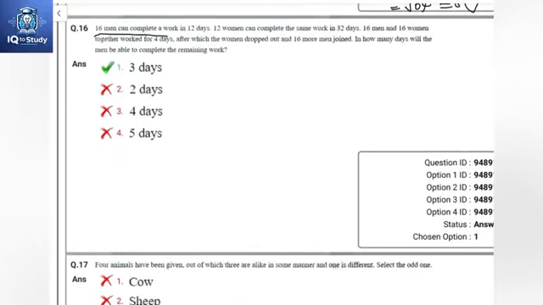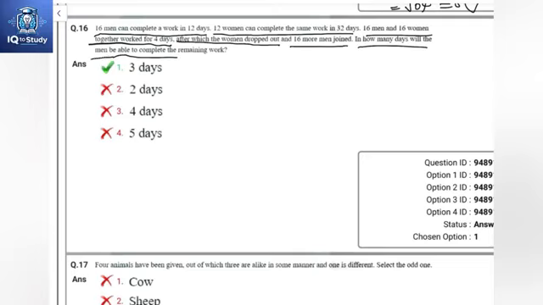16 men can complete a work in 12 days. 12 women can complete the same work in 32 days. 16 men and 16 women together worked for 4 days, after which the women dropped out and 16 more men joined. In how many days will the men be able to complete the remaining work? According to the question, 16 men can work in 12 days and 12 women can do the same work in 32 days. So it becomes men by women is equal to 2 by 1.